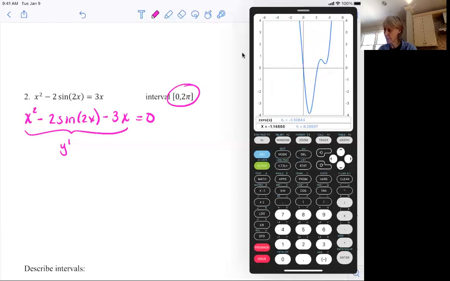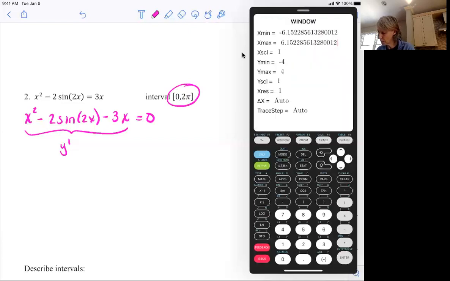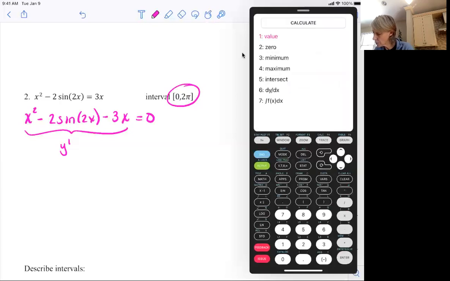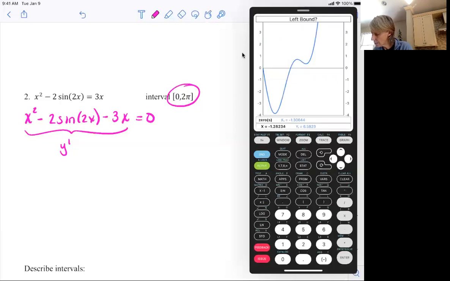I'm going to graph that. I'm going to go to my window, make sure I'm between 0 and 2 pi. X min is 0, X max is 2 pi. Go back to the graph. So I'm actually only looking for one. Actually, there's going to be 2, right? Because 0 is included. So second trace, 0. I don't know if it's going to let me solve this because I don't think I have another.